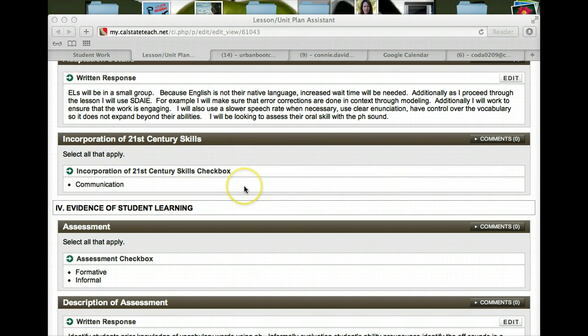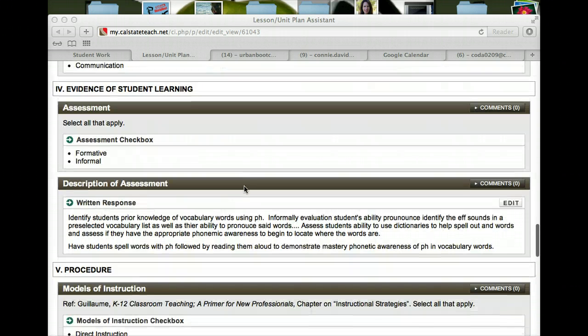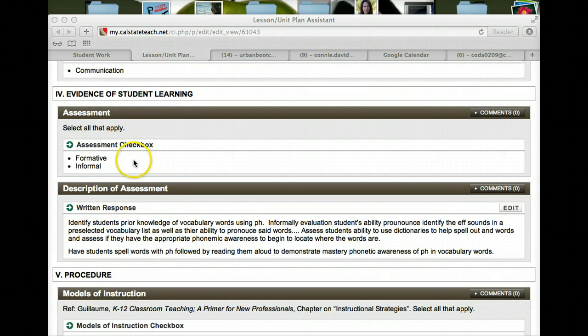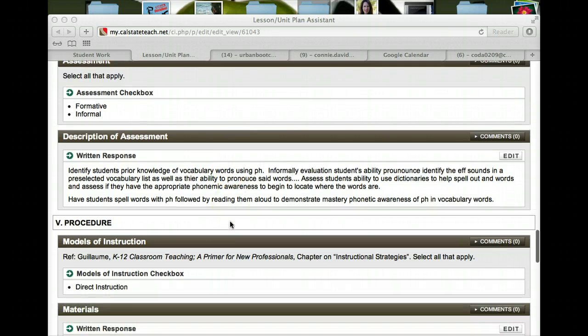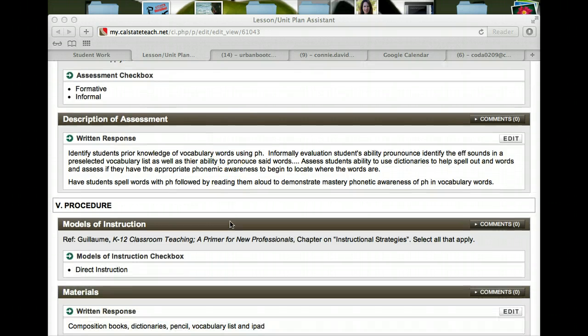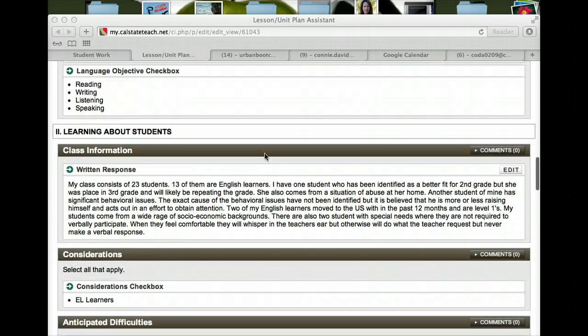21st century skills, they're going to be communicating. Okay. You were going to assess formally, informally, and formatively. All right. Okay. Description of the assessment. Identify students' prior knowledge of vocabulary words using PH. I don't understand. Based on what you said they were going to do, I don't get that.